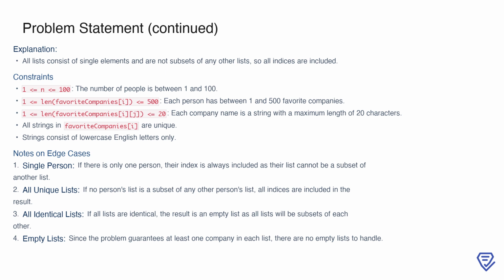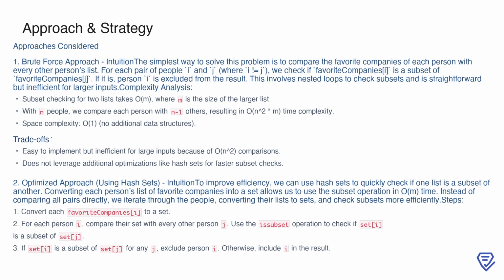To summarize, the problem involves checking subset relationships between lists, and the constraints ensure that lists are not empty and contain unique company names. Edge cases include situations like having only one person, where their index is always included, or cases where all lists are identical, resulting in an empty output. By carefully comparing each person's list with every other list, we can determine the correct result efficiently while adhering to the constraints. To begin, let's analyze the approaches we can consider for solving this problem.